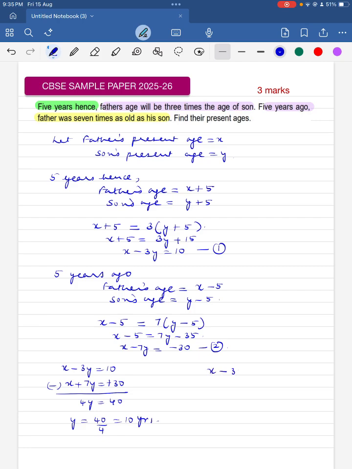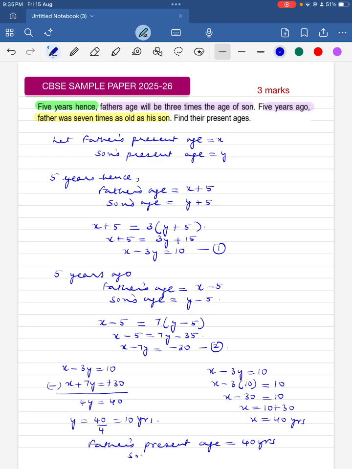First equation was x minus 3y equal to 10. In place of y, I am replacing with 10. So that is x minus 30 is equal to 10, or x now becomes 10 plus 30, which is 40 years. Okay, so father's present age is equal to 40 years and son's present age is equal to 10 years.